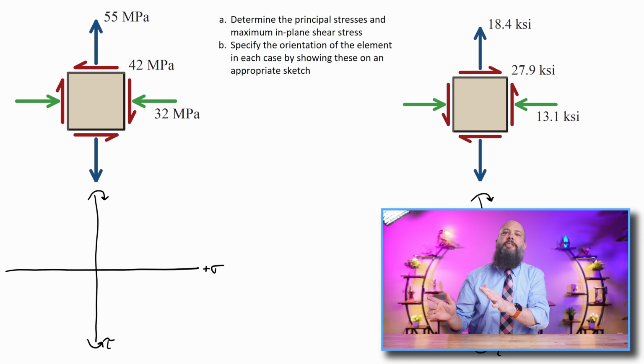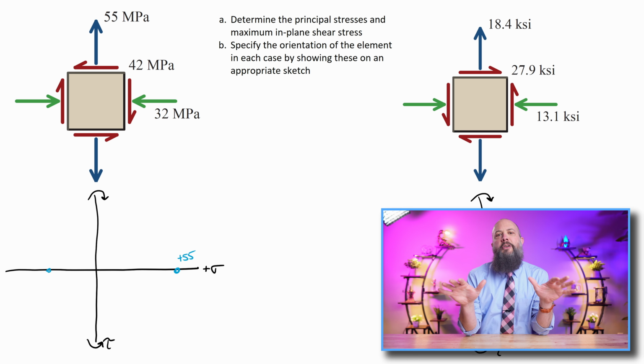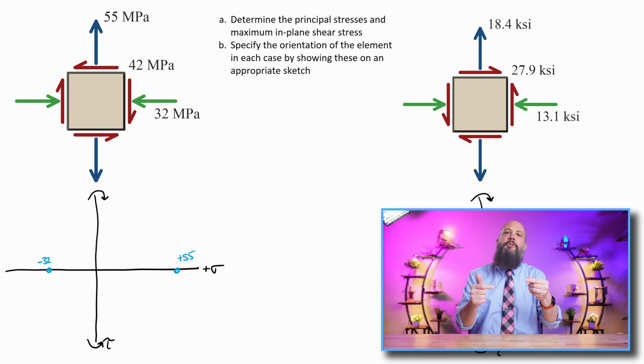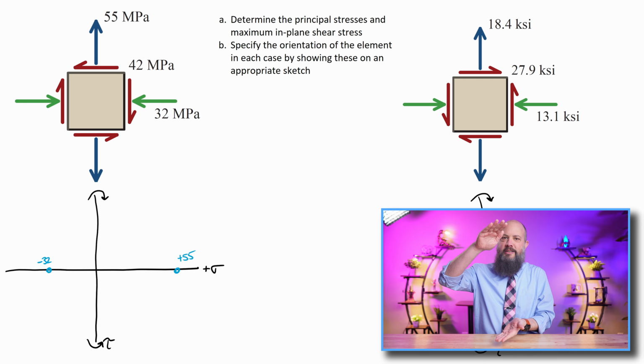So left problem first. We're going to start off by taking our X and Y dimension loads, the 32 megapascals and 55 megapascals, and plot those on the horizontal axis. The right side is positive 55, left side negative 32, since the negative 32 is in compression. Now we're also going to plot 2 points, which are going to be points on Mohr's circle. And these are going to use the 42 megapascals, that is the shear stress in the vertical axis.